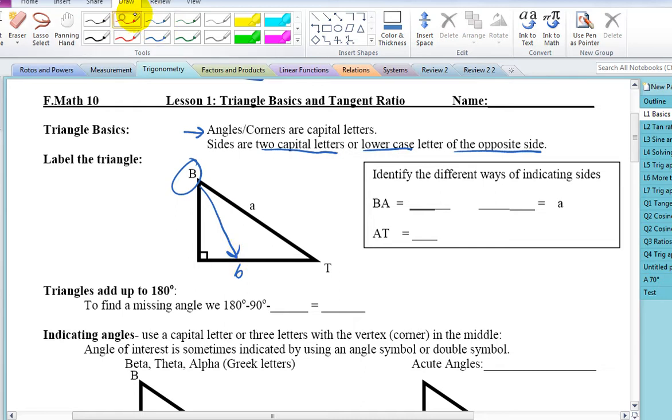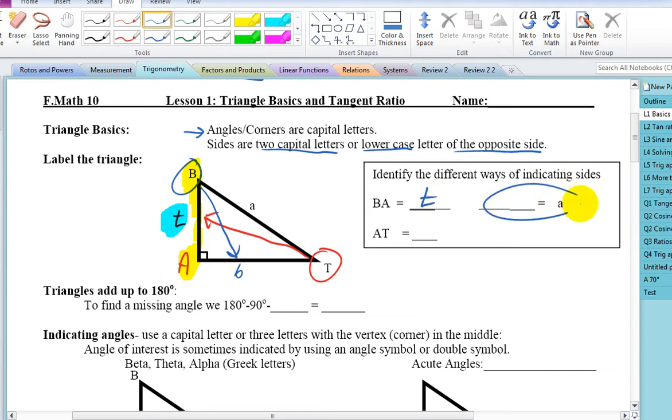Just like if this corner is capital T, what would this side be? Small t. And then what would I label this corner? Big A. You have to know how to label your triangles. So I can then talk about this side here as BA, or what else could I call it? Small t.